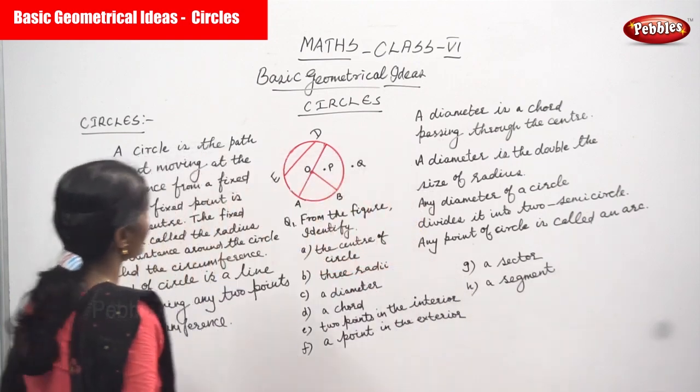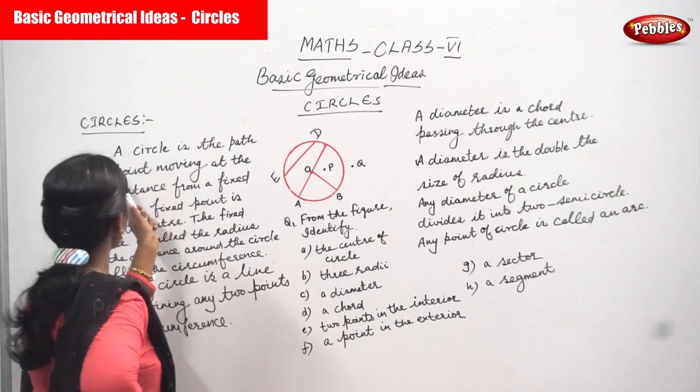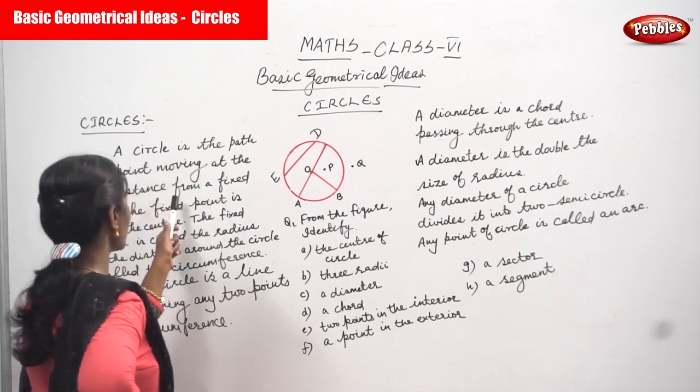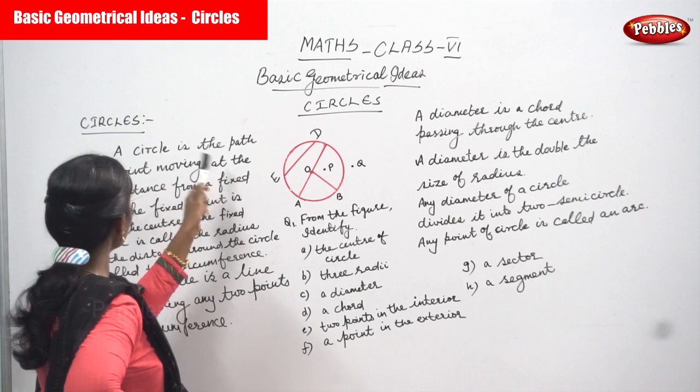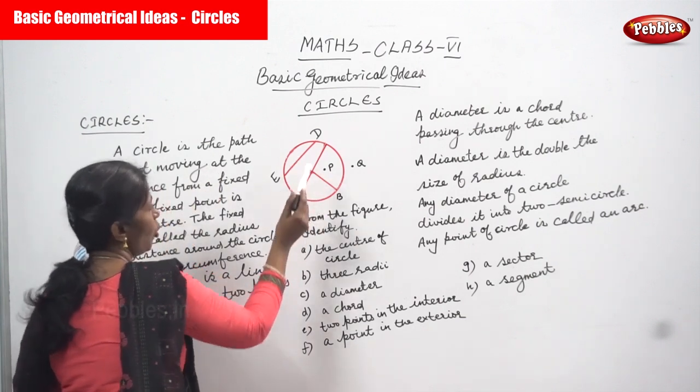Now we are going to see circles. First we have to see the definition of a circle. A circle is the path of a point moving at the same distance from a fixed point. From this point only we have to draw the circle, point O.